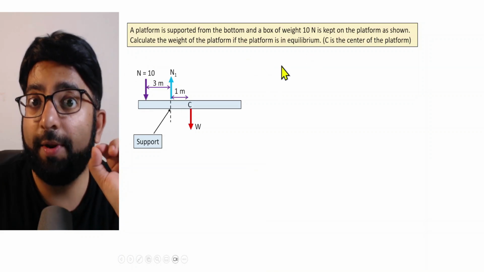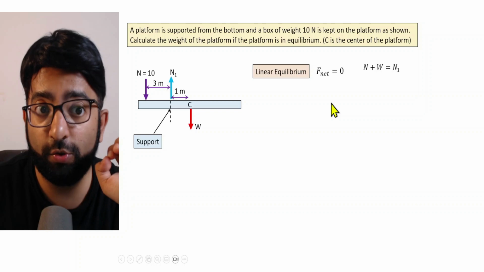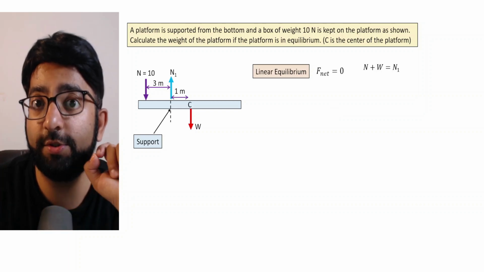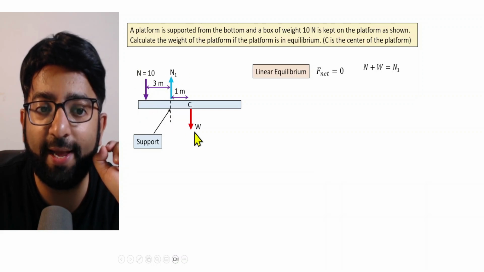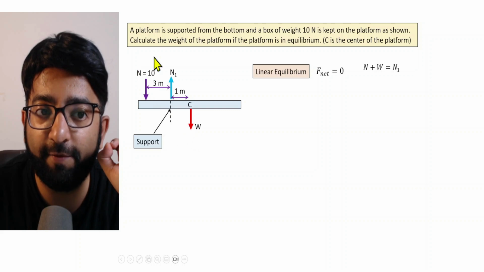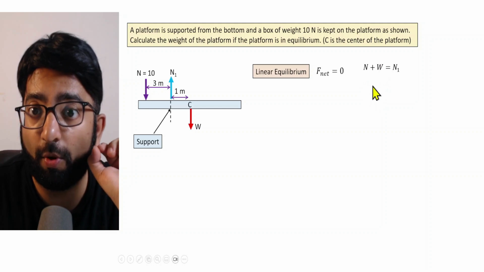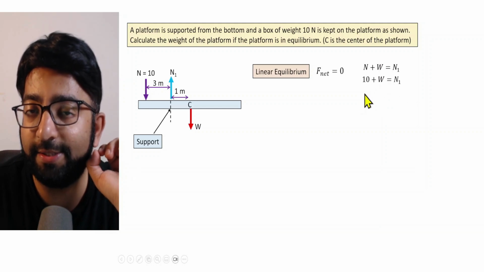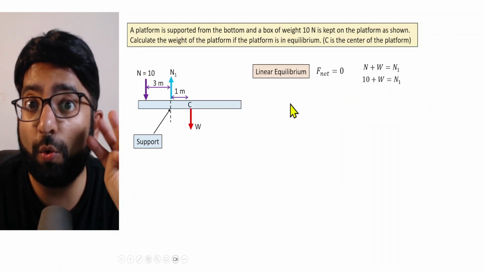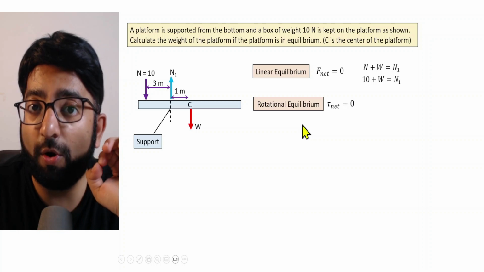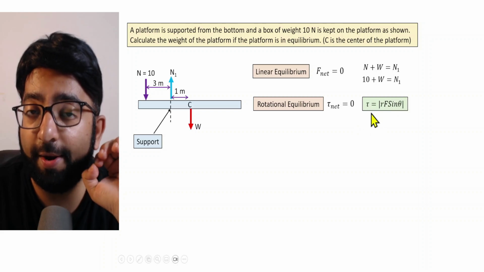Now the platform is in equilibrium. So step one is linear equilibrium, which means net force should be equal to 0. So the total upward forces and downward forces should be equal. We have only one upward force, N1, and two downward forces, N and W. And that is why the equation will be N1 equals N plus W. And the value of N, which is coming from the box, is 10 newtons. So we can write the equation as 10 plus W is equal to N1. So this was step 2. Step number 3 is rotational equilibrium, which means the net torque acting on the object should be equal to 0. So we will be using the formula for torque, r F sin theta.